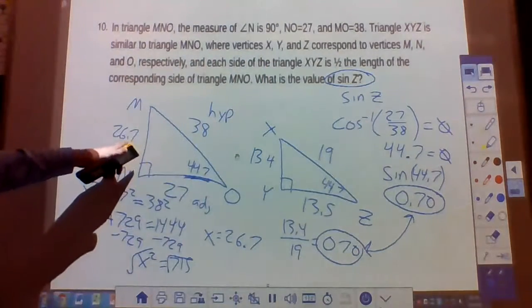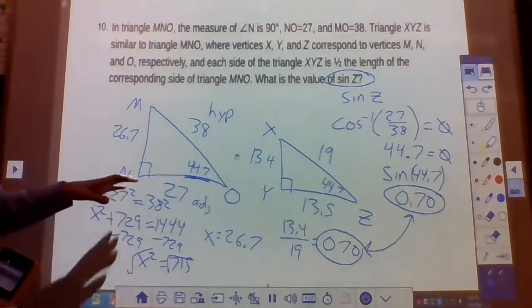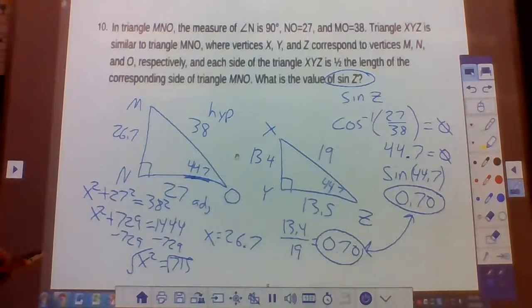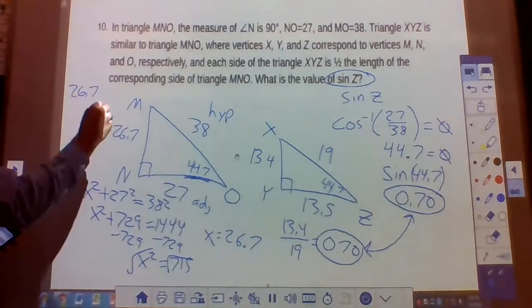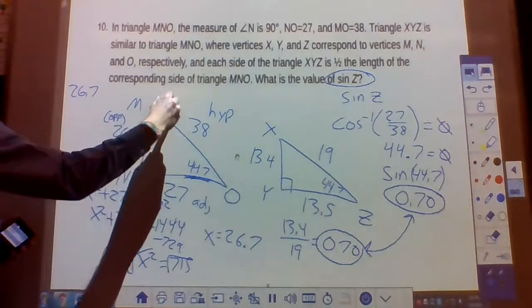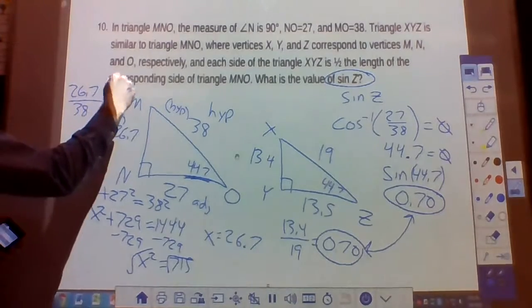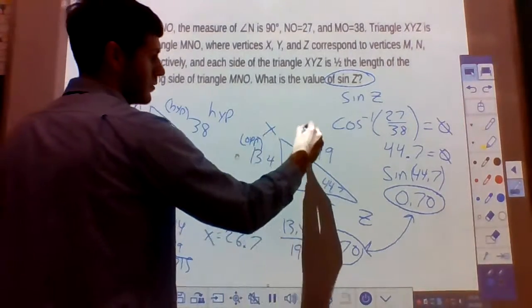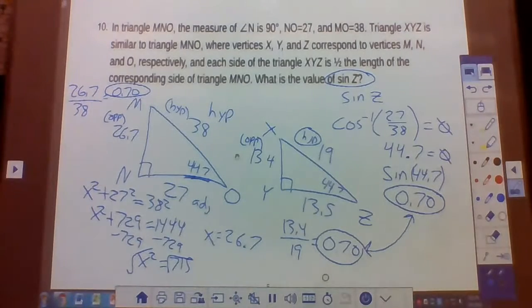We could have also done 26.7 divided by 38. Again, because the triangles are similar, the ratios are going to be similar. So 26.7 divided by 38 is also going to be 0.70. So 26.7, which is opposite, over the hypotenuse, 38, is going to equal 0.70. So this was opposite, here was the hypotenuse. So either way you do it, we're going to get 0.70 for the sine of Z.